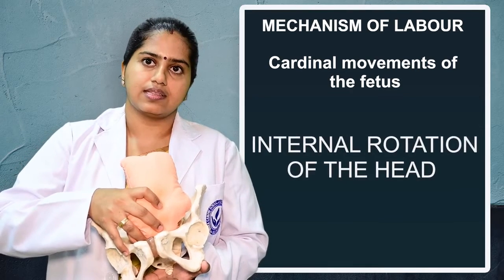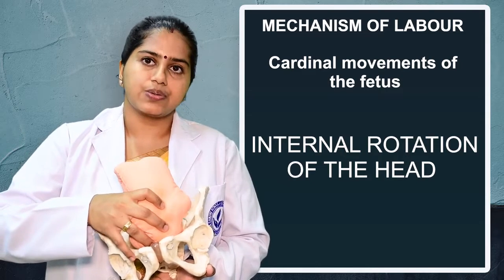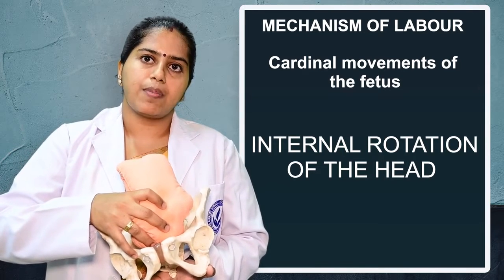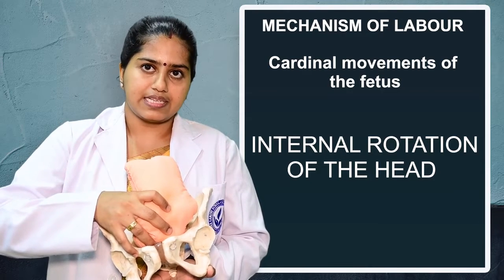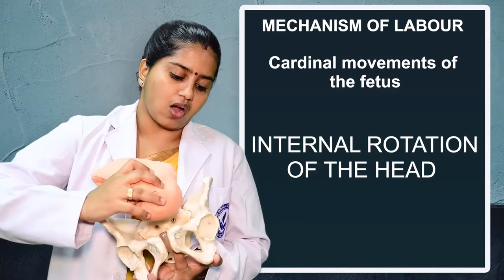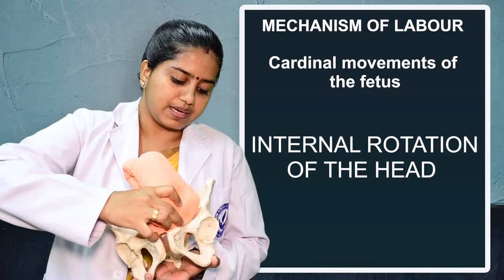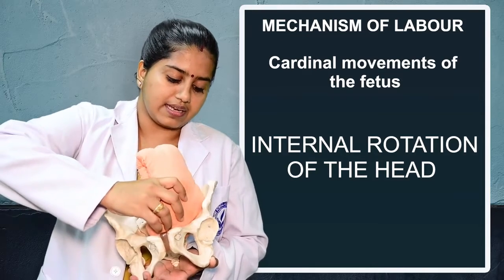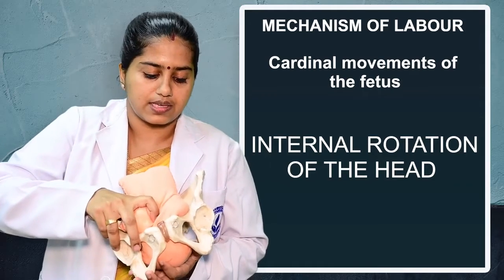After the flexion, the third cardinal movement is internal rotation of the head. According to the second principle, whichever part comes and meets the pelvic resistance will rotate anteriorly and come under the symphysis pubis. So here you can see the occiput. The occiput is the leading part which will come and meet the pelvic resistance first, and it will rotate anteriorly and come under the symphysis pubis.